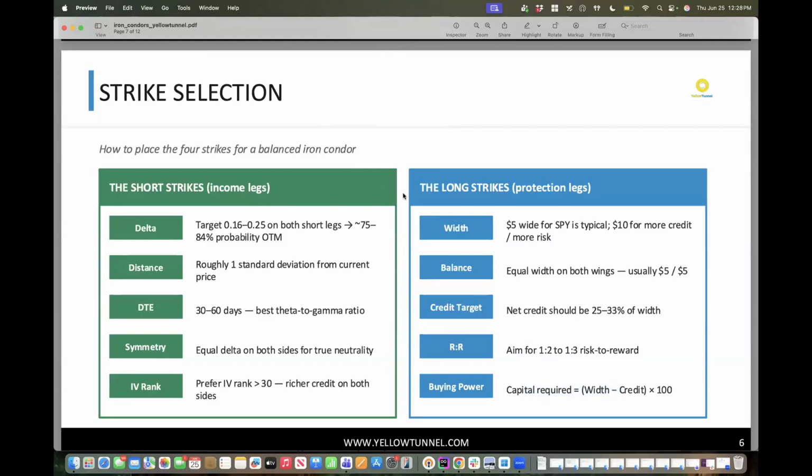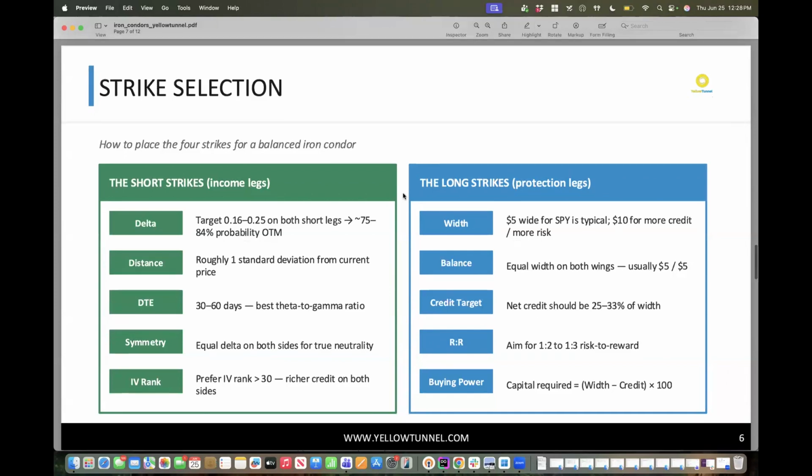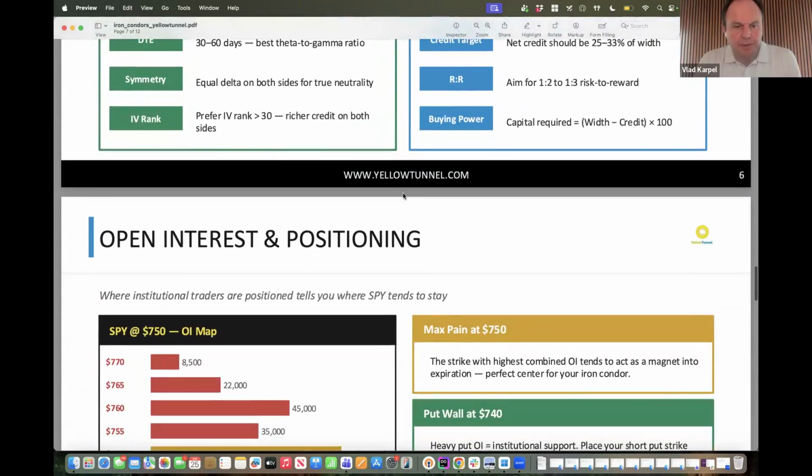But I think a good starting point is in that 30 to 60 days. And as comfort grows with short-term ranges, you can certainly use shorter time frames. Going longer than 60 days, it usually doesn't pay off because this is very theta driven, and there's not a lot of theta benefit to having a 6-month out iron condor position. Thank you. All great points.